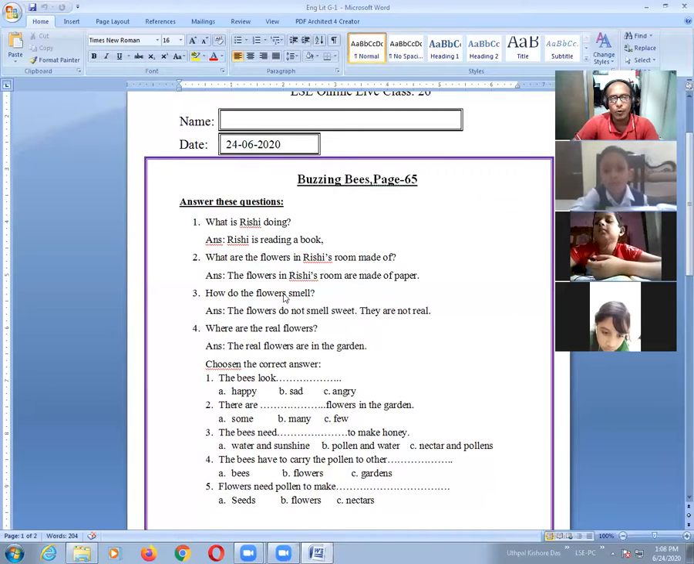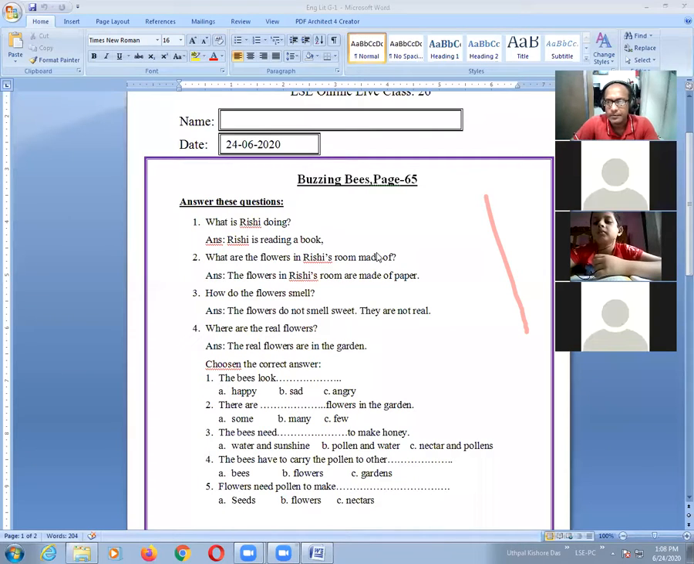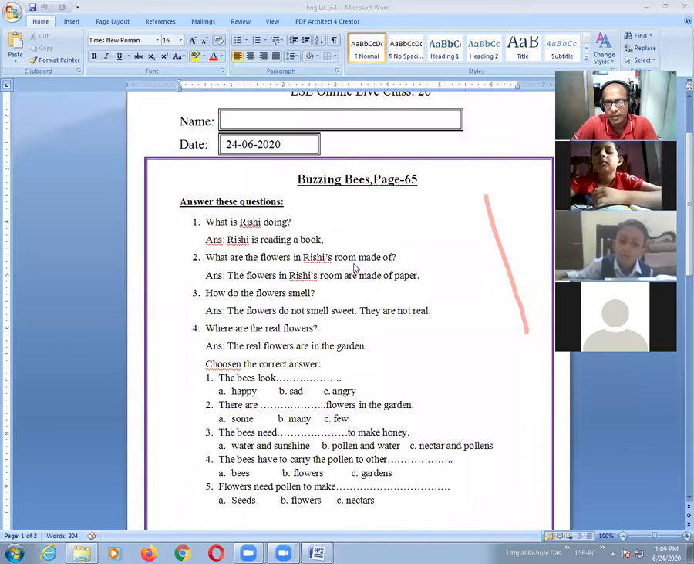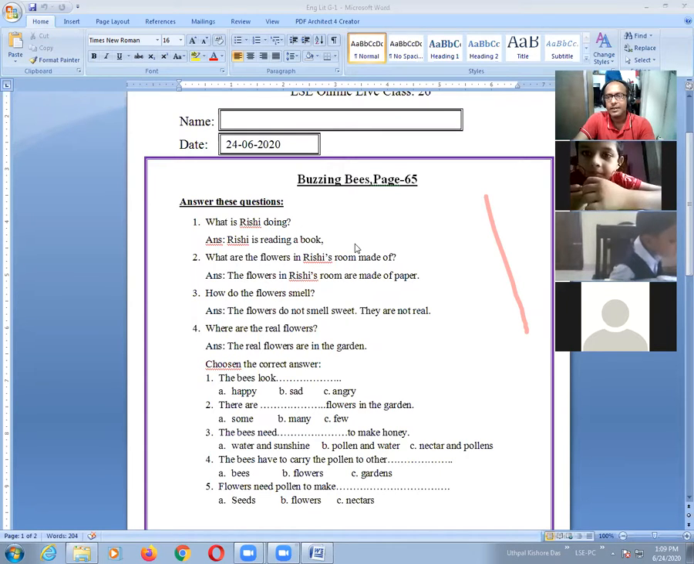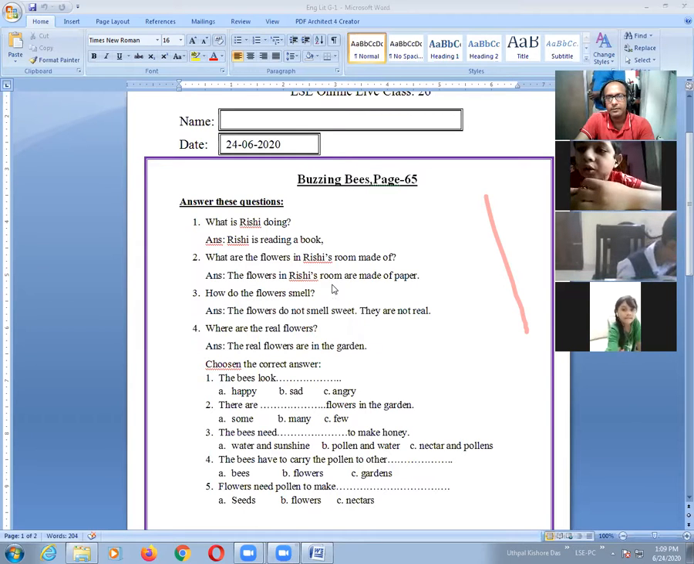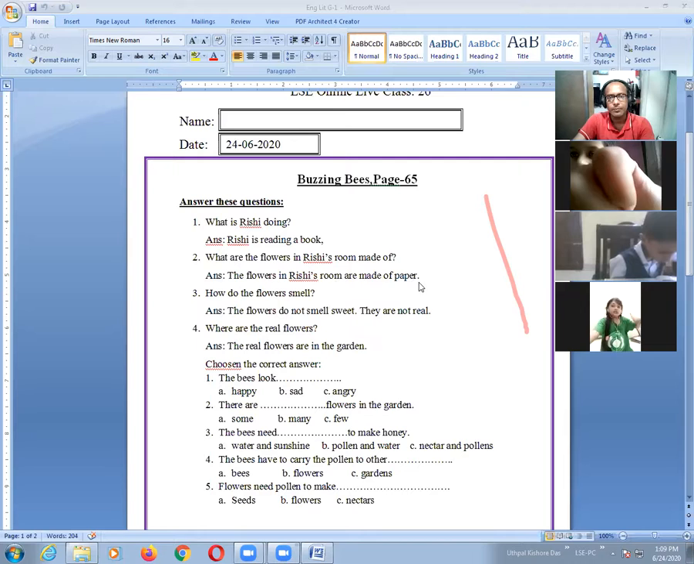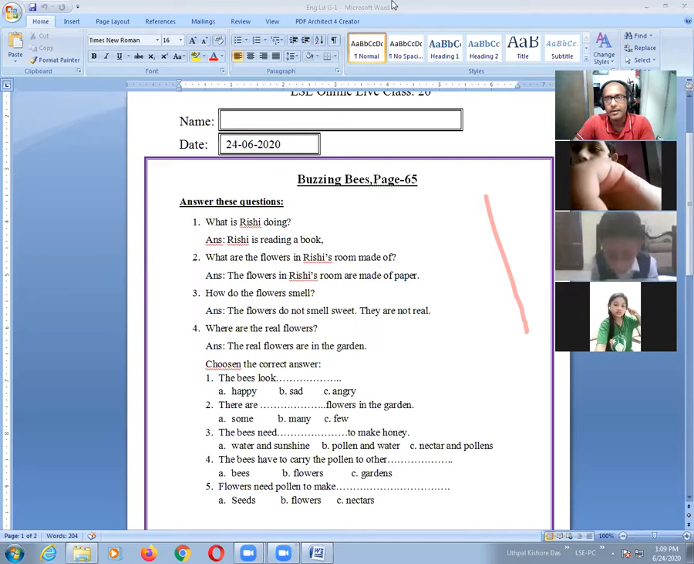Now, number two. What are the flowers in Rishi's room made of? The flowers in Rishi's room are made of paper. Read with me. Musa, answer this question. Flowers in Rishi's room are made of paper. Mashroor, what are the flowers in Rishi's room made of? They are made of paper.